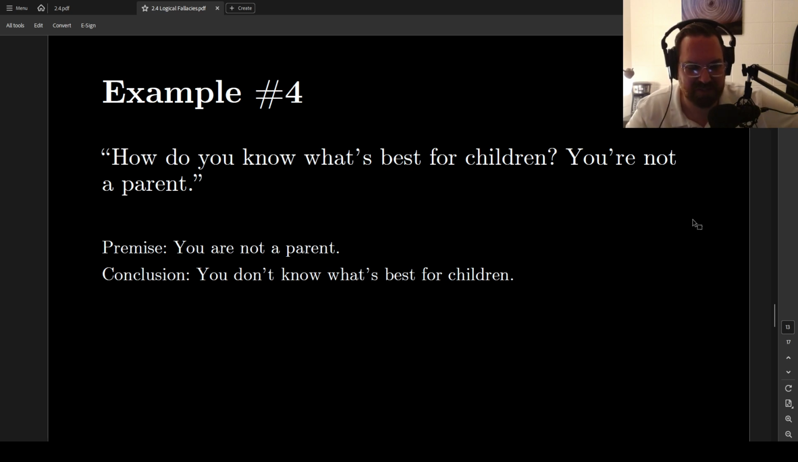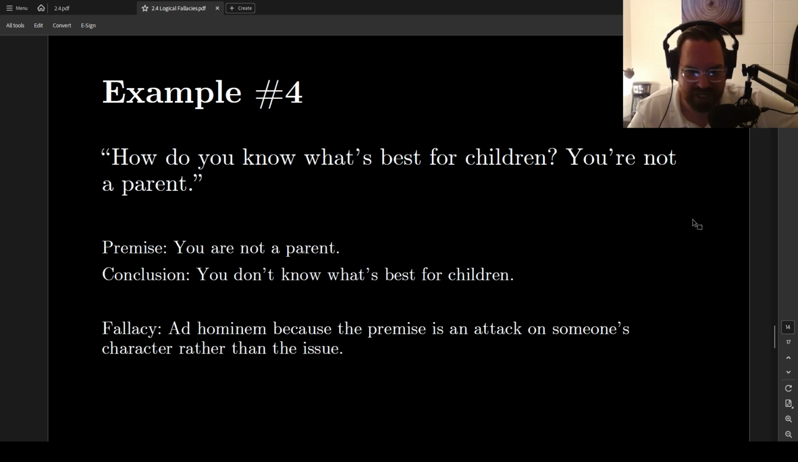So, you're not a parent. This is the premise. You're not a parent. You don't know what's best for children as a result. That's the conclusion. If you're not a parent, you do not know what's best for children. Okay, so what logical fallacy would this one be? This is a straight up ad hominem. It's an attack on someone's character rather than the issue. The issue is, do you know what's best for children. The attack is, oh, well, you're not a parent. How would you know?